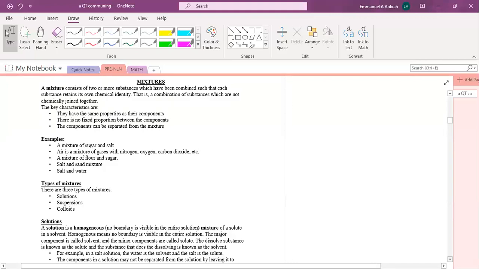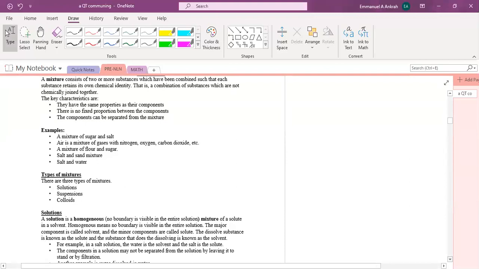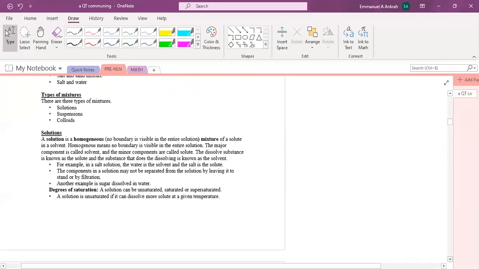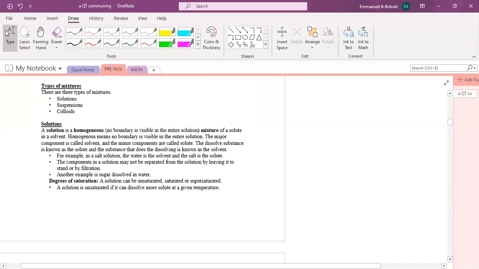Now, what are the types of mixtures that we have? Let's narrow down to the types of mixtures. There are three types of mixtures here. You have solutions, then you have suspensions, and then you have what we call colloids. Solution, suspension, and colloids. So let's look at solution. A solution is a homogeneous mixture. I made homogeneous bold because it's a term that you also have to know.